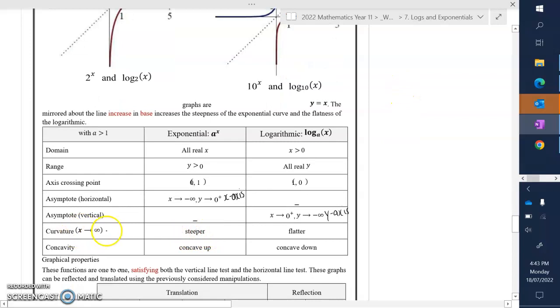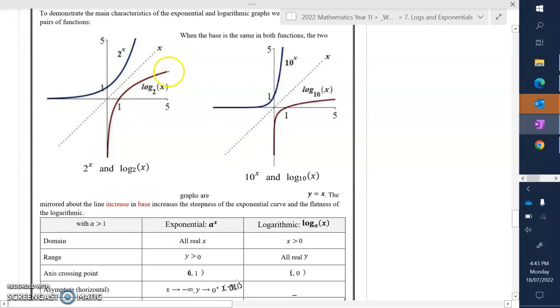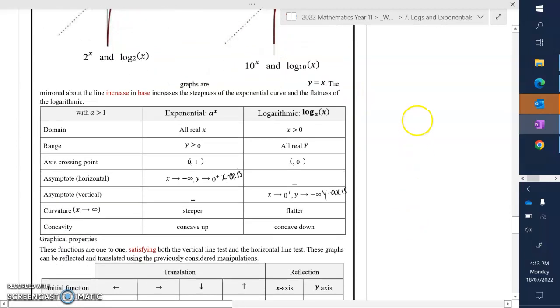But as x goes to infinity or x gets really large on our logarithm, what we're finding is it's going to start to flatten out. So this part of the graph here, it's going to go around and move that way a little bit. It's going to flatten down. It's not getting steeper. So that's what we'd say here. It's getting flatter for the logarithm.